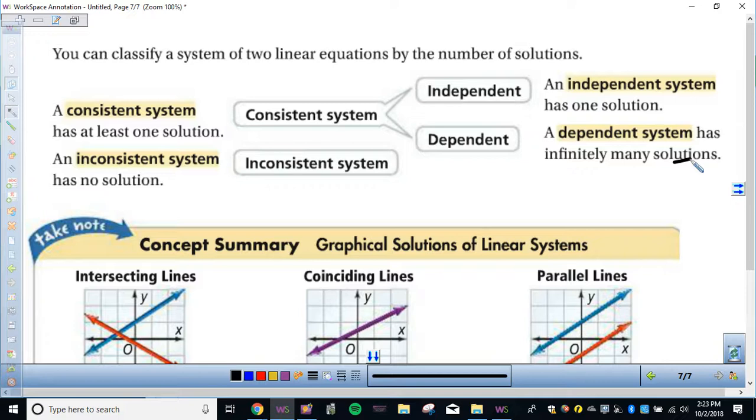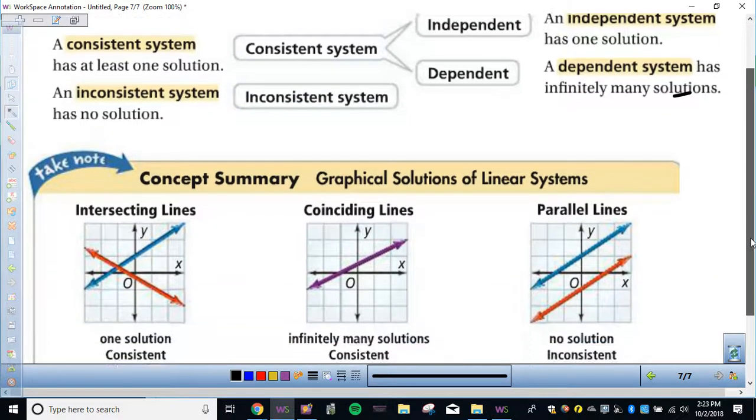So with consistent, you have two different options, independent or dependent. Independent is one solution. Think about that independent person by themselves, one person, one solution. Dependent, they're depending on everybody else, so an infinite number of solutions. They need lots of solutions, right? Because they depend on other people. So this is one chart to help you memorize that stuff.